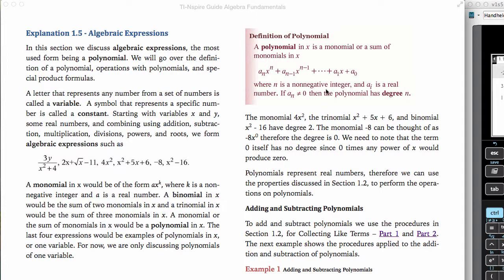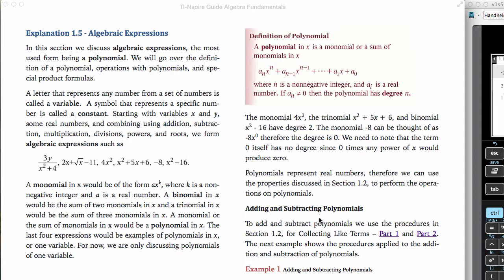Then they deal with the degree. So again, take a look at this definition. If we have the monomial 4x squared, the trinomial x squared plus 5x plus 6, the binomial x squared minus 16, we look for the highest power of the exponent in the whole problem. So the degree of all three of these turns out to be 2. When you're dealing with a constant other than 0, you can think of it as minus 8x to the 0 power, so a constant is considered to have degree of 0. And as they discuss here, 0 itself has no degree.